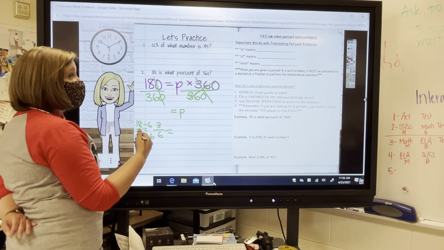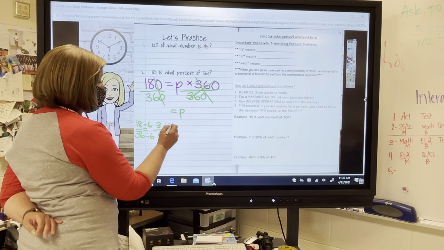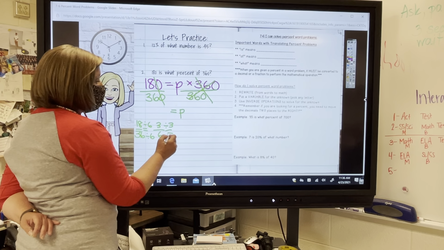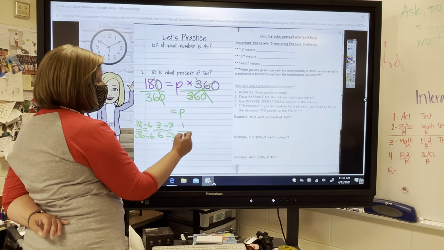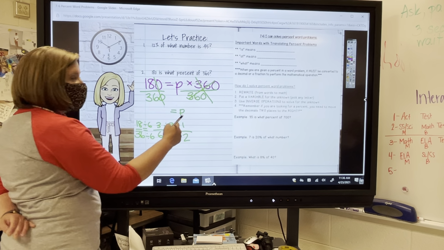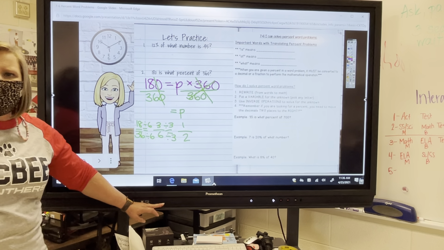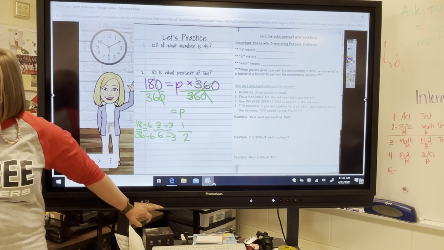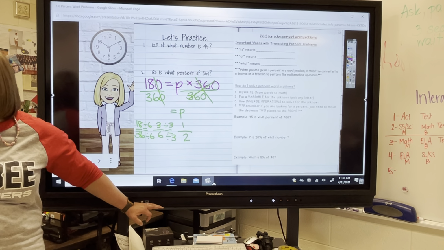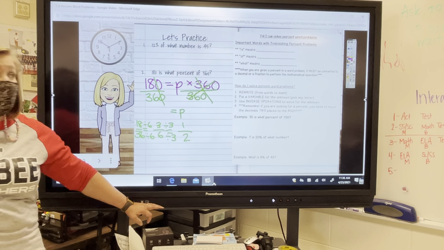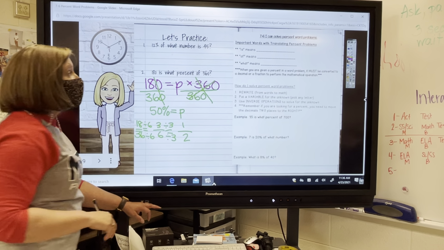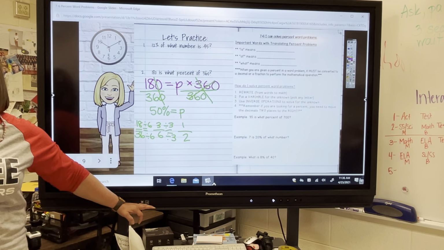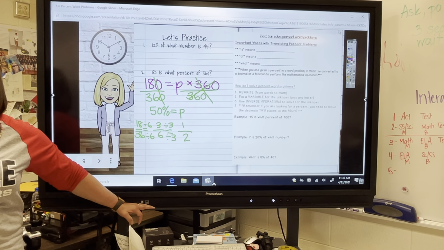What can I divide 3 and 6 by? 3. 3 divided by 3 is 1. 6 divided by 3 is 2. So how do I write 1/2 as a percent? 0.5. So half is how much percent? 50%. So 180 is 50% of 360.